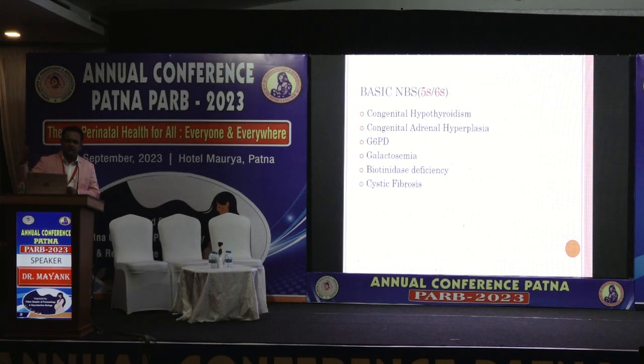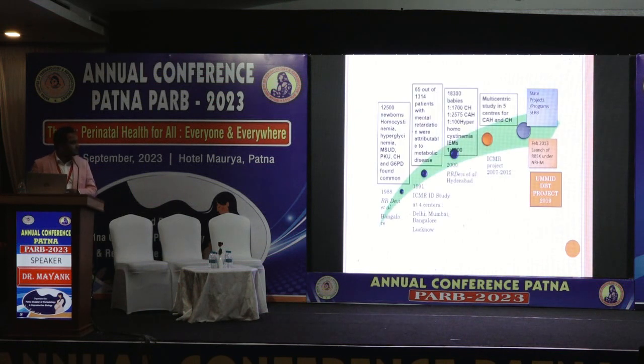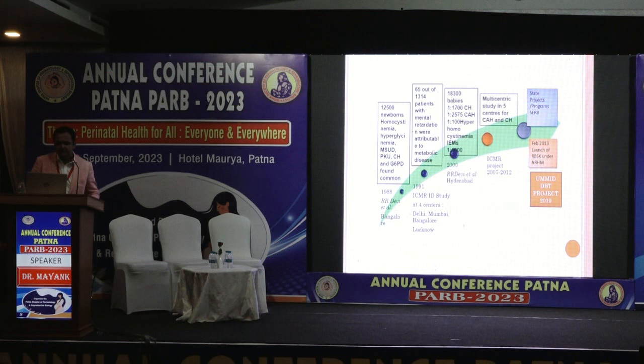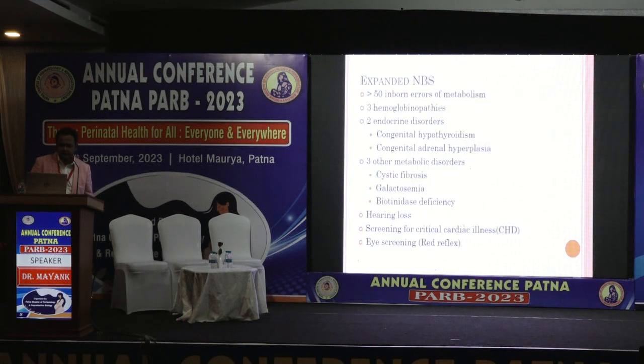For CAH, we can start on fludrocortisone. G6PD, why is it important? Because we get to know that there are certain drugs which may create hemolysis. Then there are certain studies from India which have clearly shown that certain other inborn errors of metabolism, especially amino acid and organic acid metabolism, are quite common and they also need to be screened.